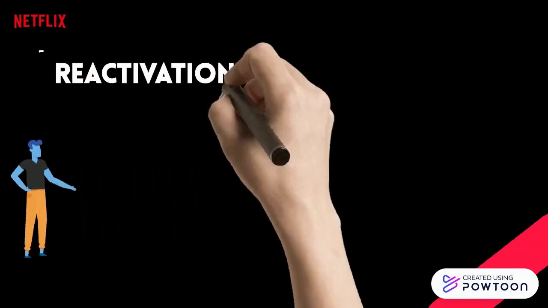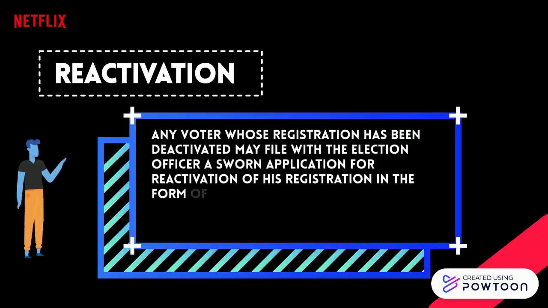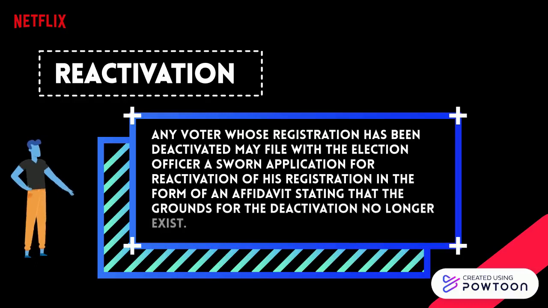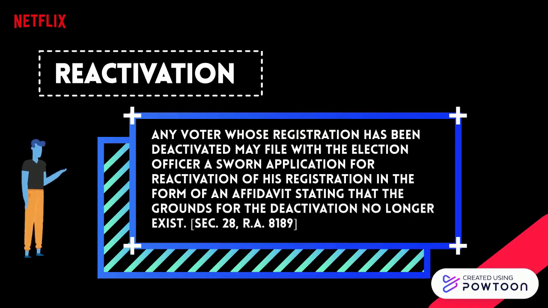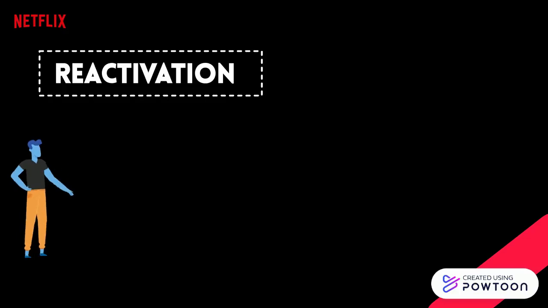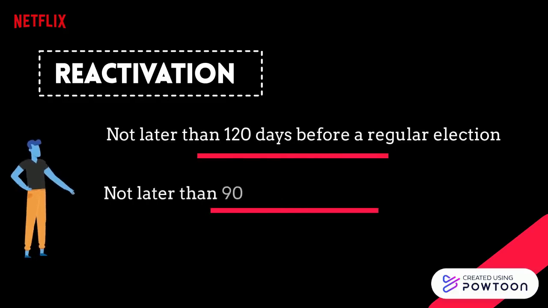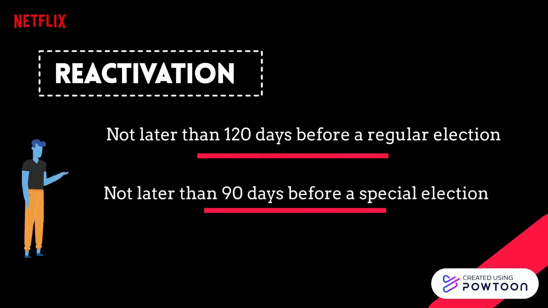Reactivation. Any voter whose registration has been deactivated may file with the election officer a sworn application for reactivation of his registration, in the form of an affidavit stating that the grounds for the deactivation no longer exist. The application for reactivation may be filed anytime, but not later than 120 days before a regular election and 90 days before a special election.